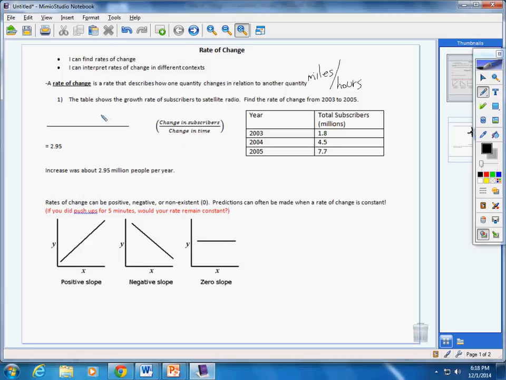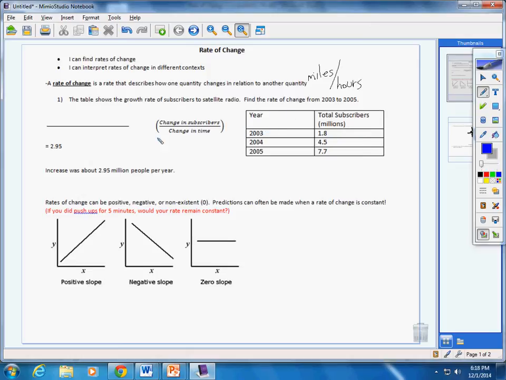So let's start out with an example. The table shows the growth rate of subscribers to satellite radio. Find the rate of change from 2003 to 2005. Now, find the rate of change. That means, what are our two quantities? Total subscribers, so that means total people subscribing to the radio, and years.